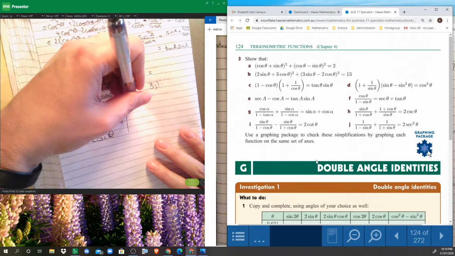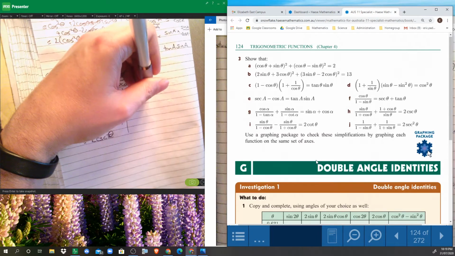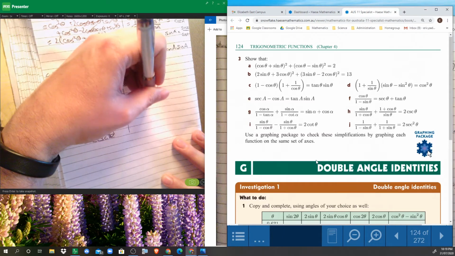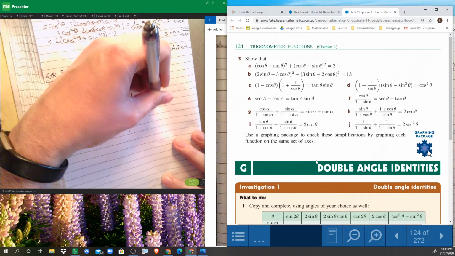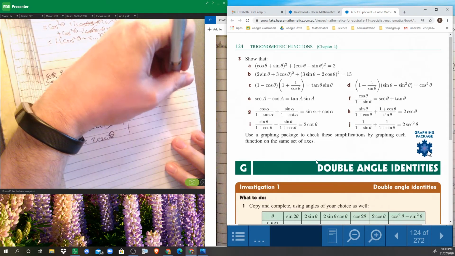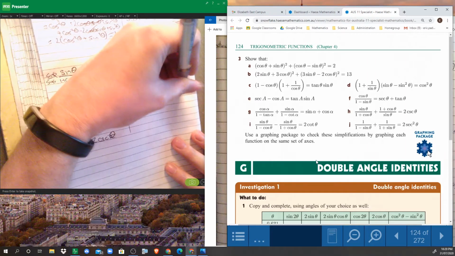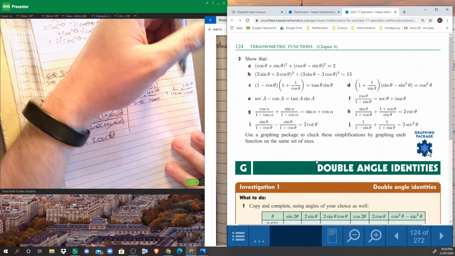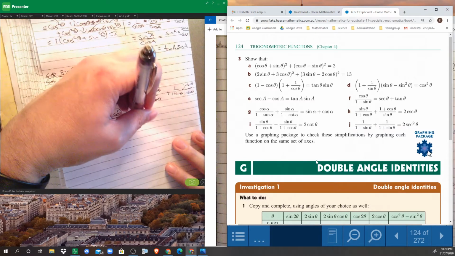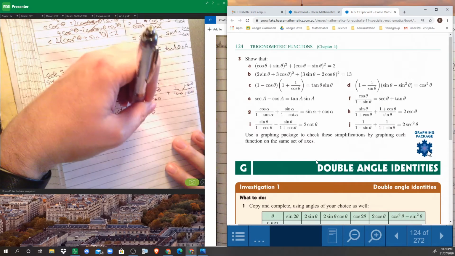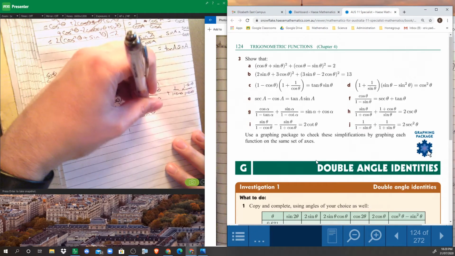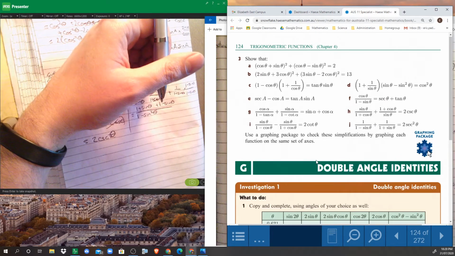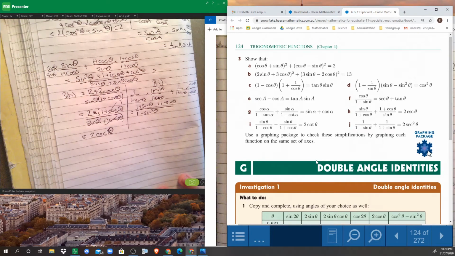All right, so same sort of thing. We just want to write this with a common denominator. So I'm going to multiply by conjugates. I'm just going to write out the multiplication that I'm going to be doing to get this common denominator: 1 over 1 minus sine theta plus 1 over 1 plus sine theta.